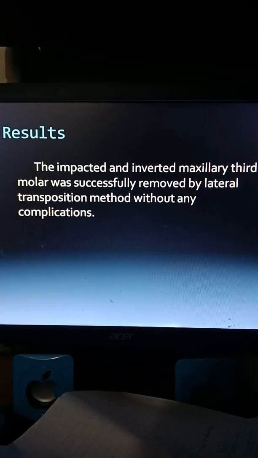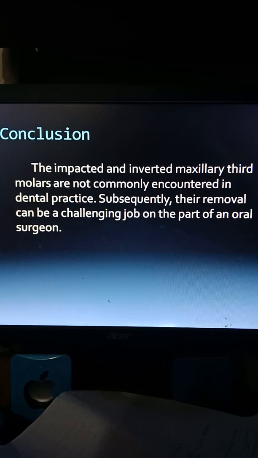Results. The impacted and inverted maxillary third molar was successfully removed by lateral transposition method without any complications. Conclusion. The impacted and inverted maxillary third molars are not commonly encountered in dental practice. Subsequently, their removal can be a challenging job on the part of an oral surgeon. The surgeon should preoperatively weigh carefully the associated risk factors and explain them thoroughly to the patient.